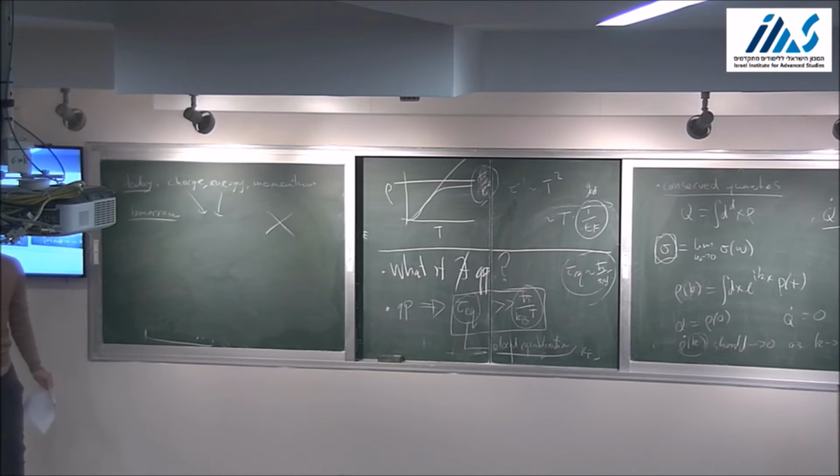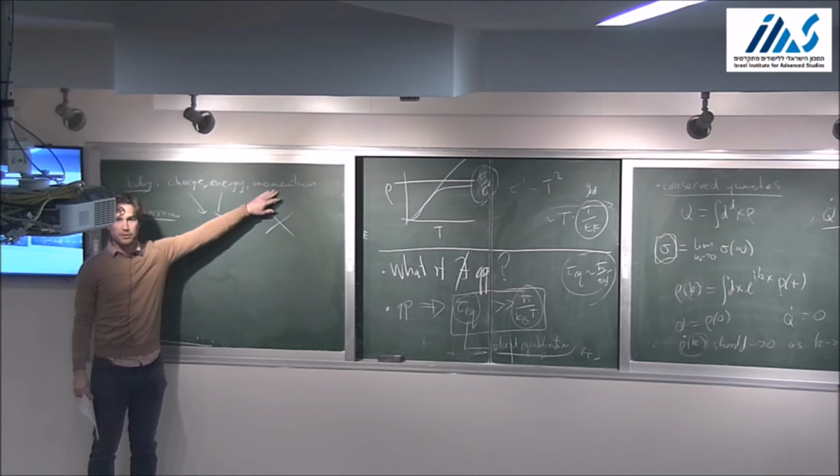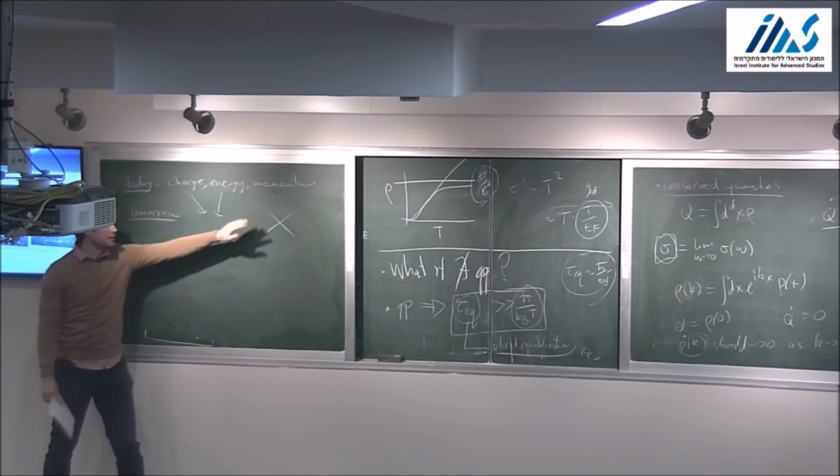That's reasonable because, in fact, you might wonder whether momentum is ever conserved, because in a metal there are impurities, there's a lattice, it's clearly not translation invariant. You might have thought we should never worry about momentum. But we'll talk a bit about momentum soon. Indeed, there are cases where you don't want to think about momentum, and then the only conserved quantities are charge and energy.